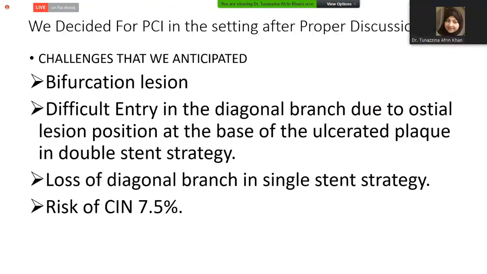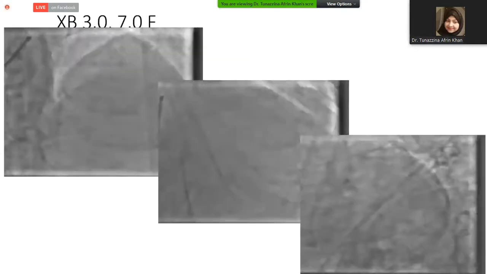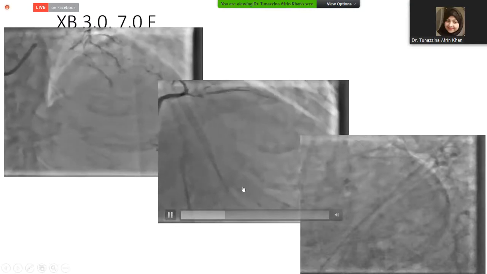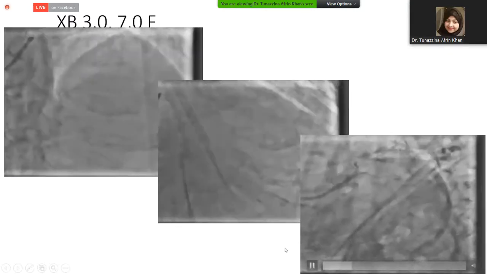But before going to the PCI, we anticipated some challenge because the entry to the diagonal branch would be very difficult at the ostial lesion position at the base of the ulcerated plaque. And also there was a high risk of contrast-induced nephropathy. So we took a 7 French guiding catheter at the radial route. It was an XB3.